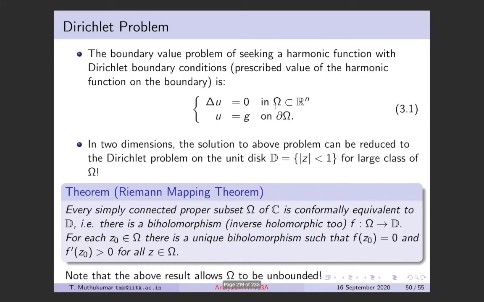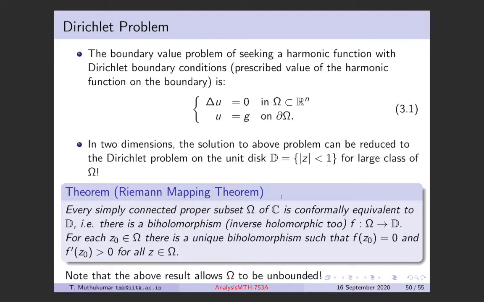Okay, and what is that? That is this. In 2 dimensions, you can solve this equation 3.1 just by solving the case when omega is the unit disk, the open unit disk. That means solving this problem for some domain, and we are going to tell you what that domain is. For some domain, it is enough to solve this problem in the unit disk D, which is |z| less than 1. And this is a consequence of a very nice classical result by Riemann. It's called the Riemann mapping theorem.